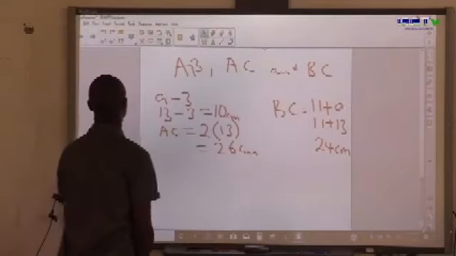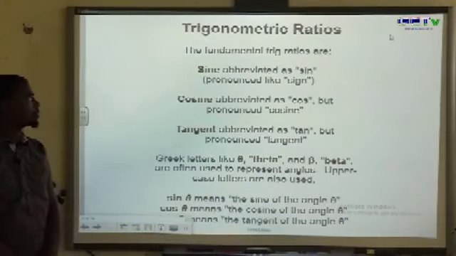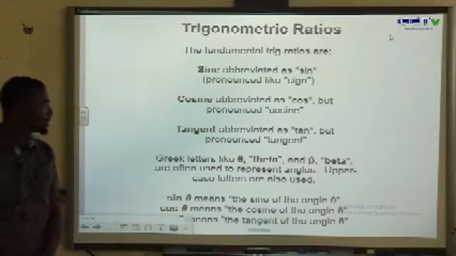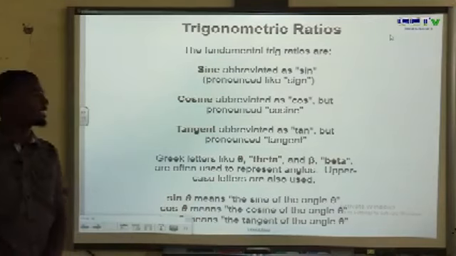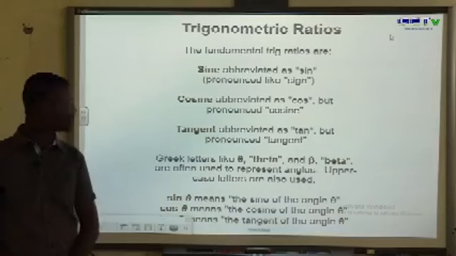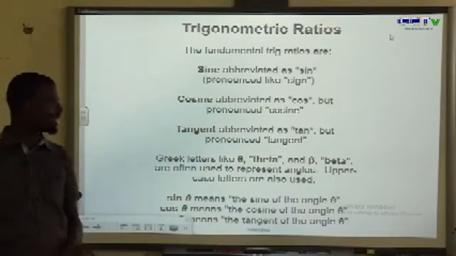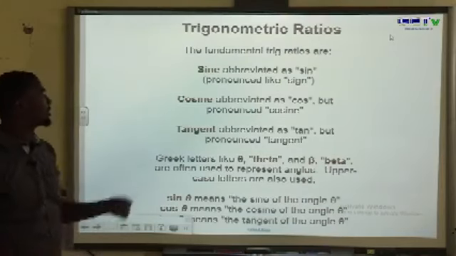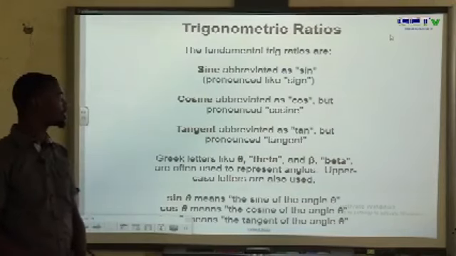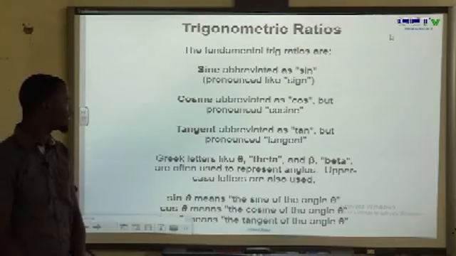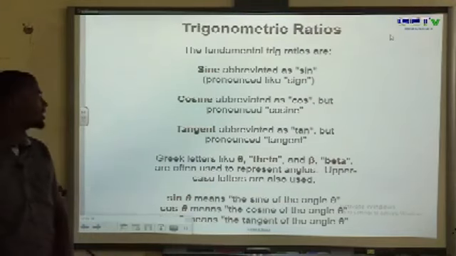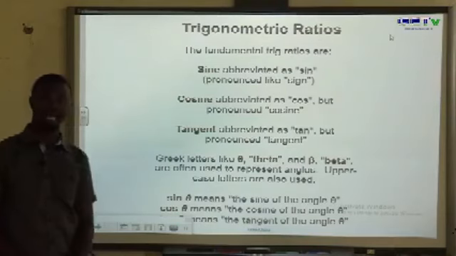Now we move on to the lesson proper. The lesson is trigonometric ratios. So the fundamental trig ratios are sine, which is abbreviated as SIN, pronounced sine. Then the other one is cosine, abbreviated as COS, but pronounced as cosine. Tangent is the third one, abbreviated as TAN, but can also be pronounced as tangent.